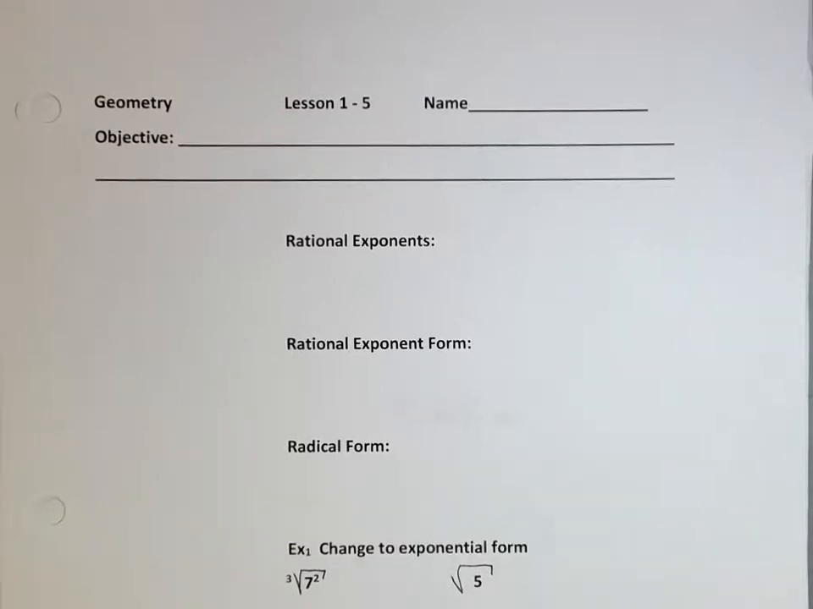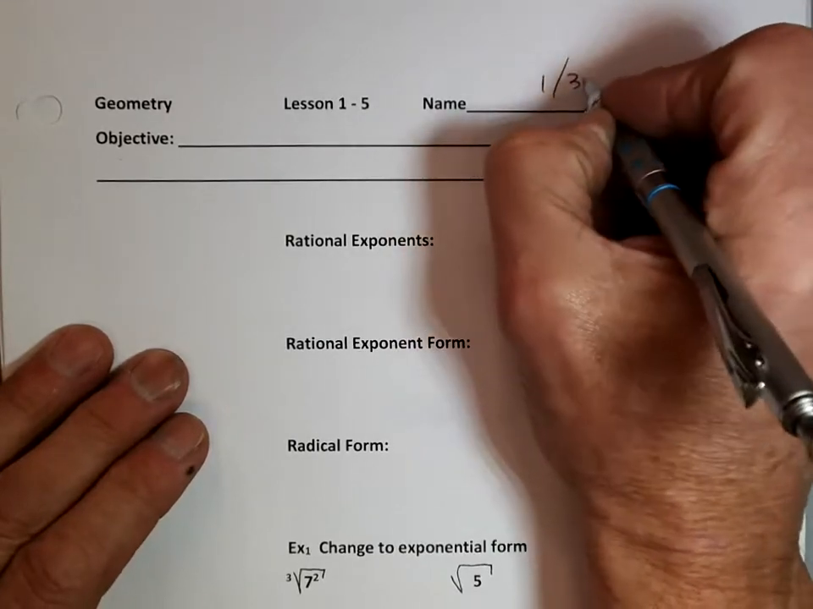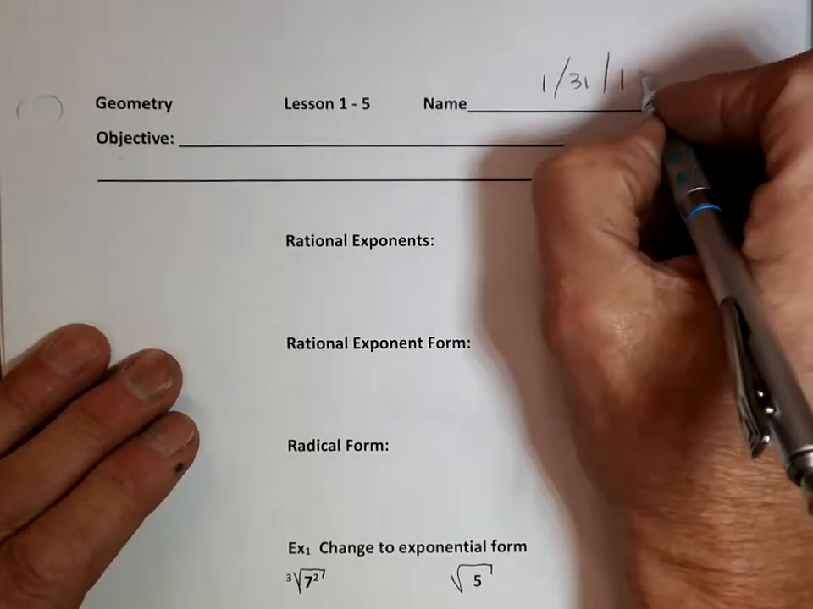So today, 1/31. Wow. All right, January's almost gone. I agree with you. Sooner we get to spring, the better, huh?